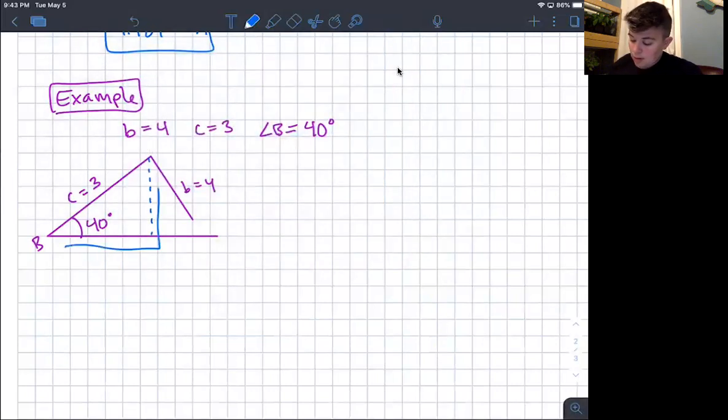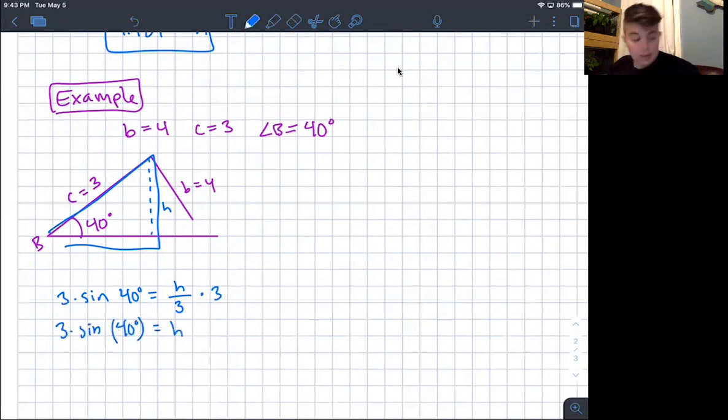So remember, if you need to draw yourself a little triangle, that's fine. So I know the sine of 40 degrees is equal to the height over 3, because that's opposite over hypotenuse, right? So we're just looking back to SOHCAHTOA. That's how I'm finding that. So to get the h by itself, I'm just going to multiply both sides times 3. So 3 times the sine of 40 degrees is equal to the height. So let's do this. 3 times the sine of 40 degrees is 1.928, which is equal to h.